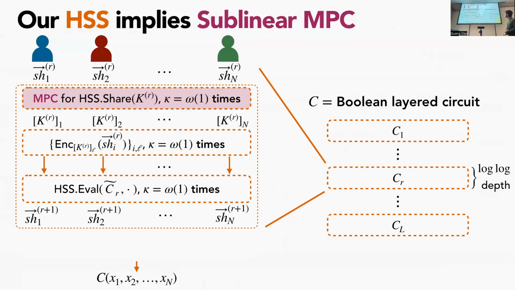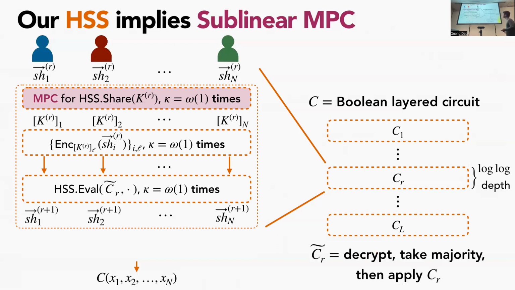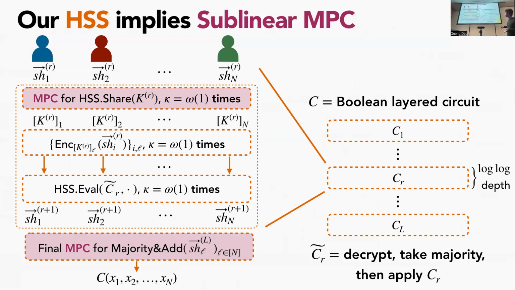Okay, so what we do is apply our protocol so far to each of these chunks. The invariant we maintain is that the outputs of each chunk will be secret shares of the inputs for the next chunk. Within this evaluation process, we have another augmented circuit, which first decrypts, then takes the majority, and then applies the chunk of the circuit.